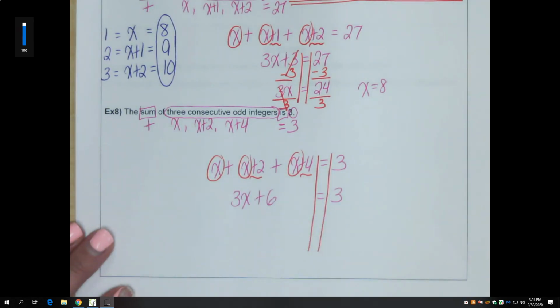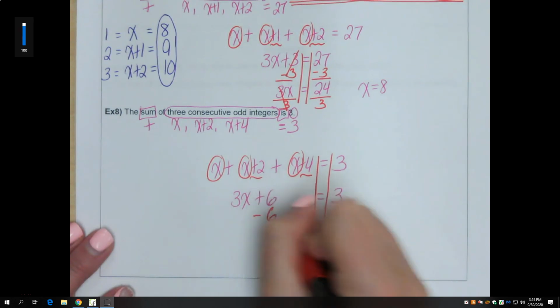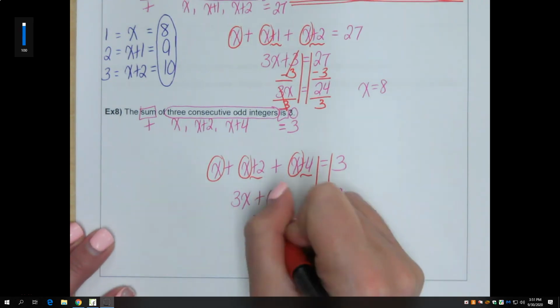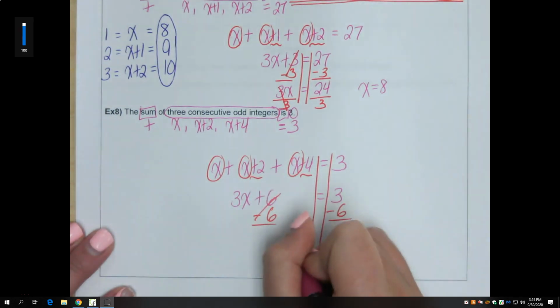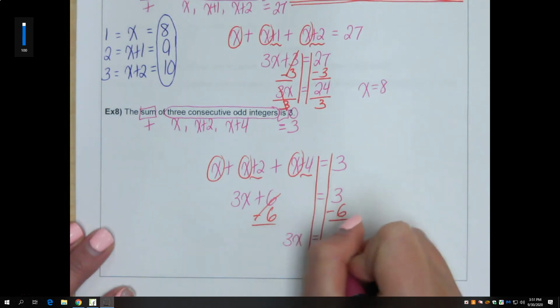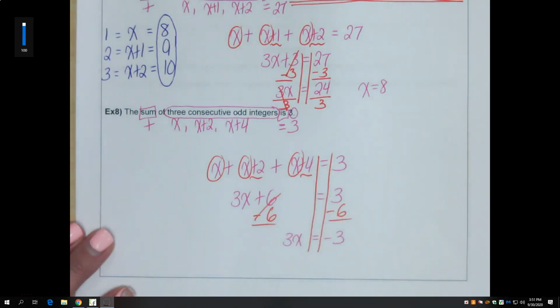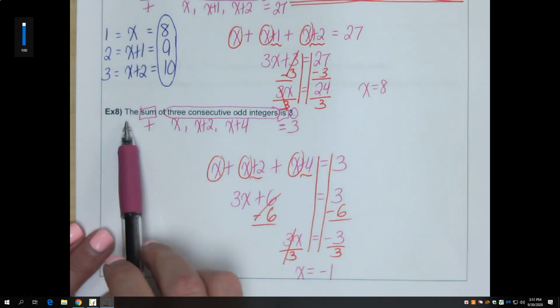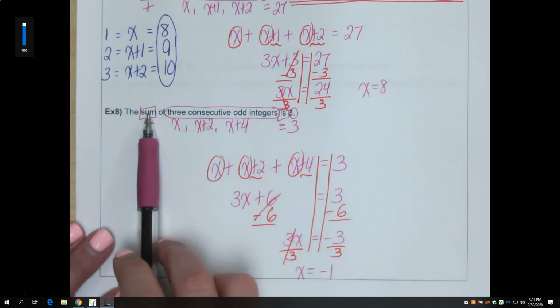And then again, I just continue solving through. I'm going to subtract 6 on both sides. This cancels. All I have left now is 3x equals -3. The opposite of multiplication is division, so I'm going to divide out 3 on both sides, and x will equal -1. But again, I want to figure out what those three integers are going to be.